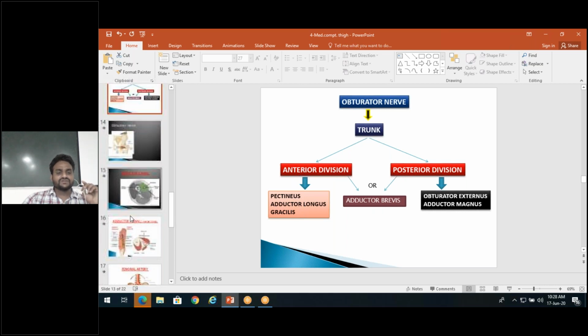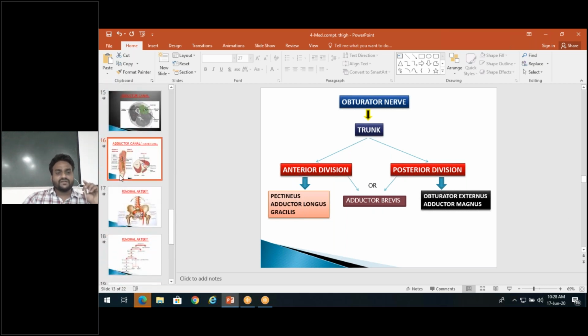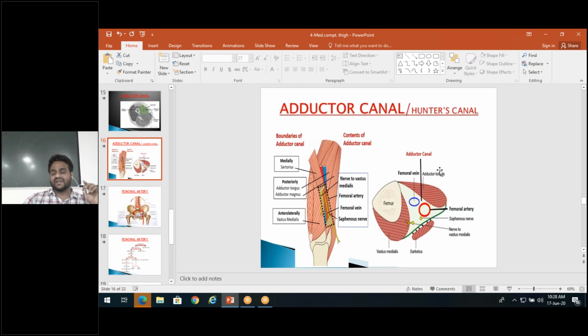Then the adductor canal. You know the boundaries of the adductor canal: location, extent, boundaries. What are the contents of the adductor canal? Femoral vessels, femoral artery. What is the clinical importance of the adductor canal? Ligation of blood vessels. During surgeries, we can ligate the femoral vessels in the adductor canal, as it is easily accessible.